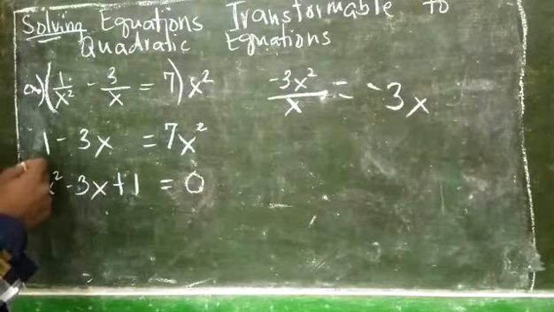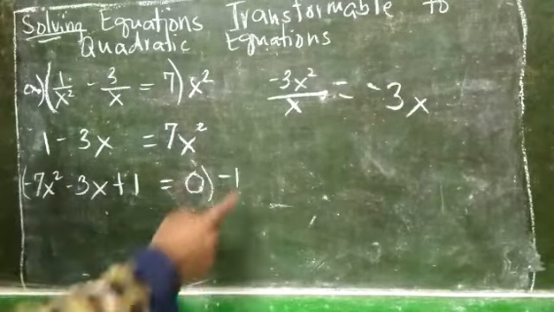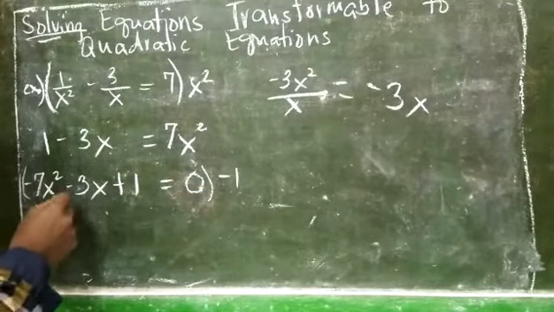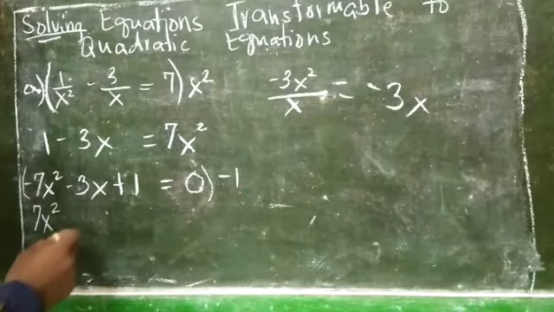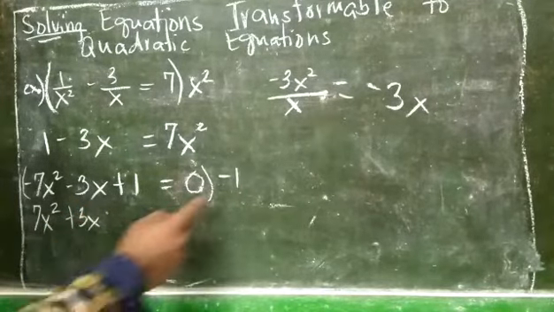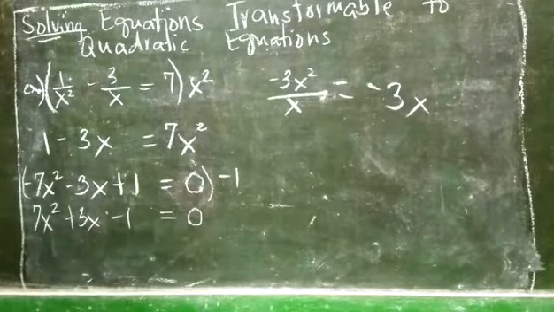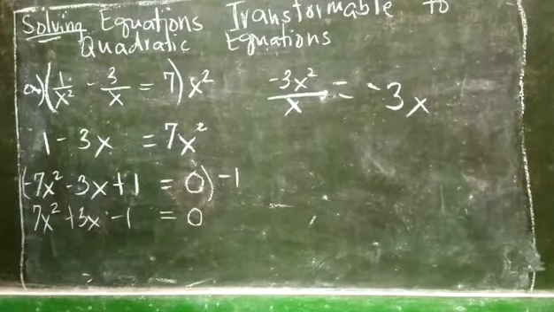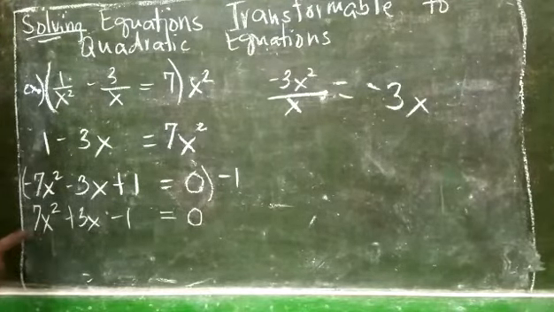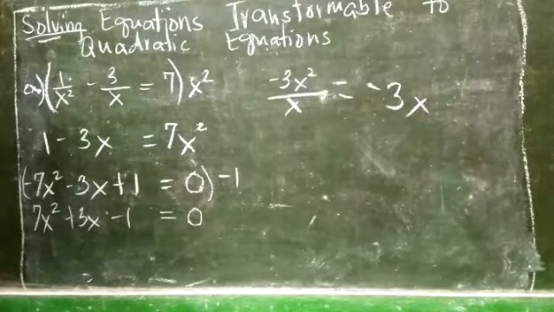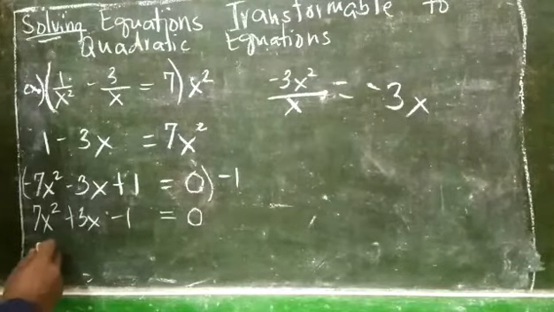So, let's multiply the whole equation by negative 1. So, negative 1 times negative 7x squared, that is 7x squared. Negative 1 times negative 3x, that is positive 3x. The negative 1 times 1, that is negative 1, equals 0. So, from this, okay, we came up with this equation na kung saan mas madali na ngayon yung pagsusolve ng kanyang roots gamit ang quadratic formula. So, let's now determine the values of A, B, and C.